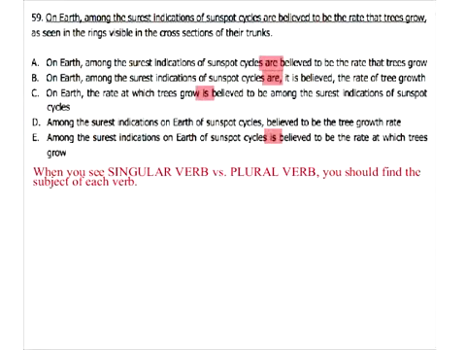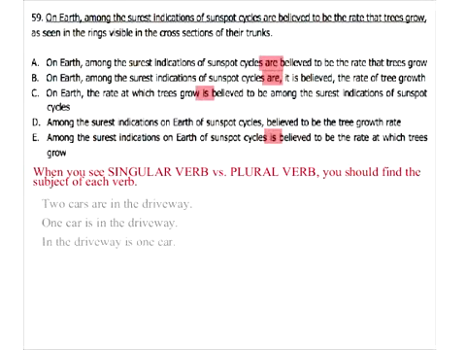Like if you say, 2 cars are in the driveway, 1 car is in the driveway. In the driveway is 1 car. In the driveway are 2 cars. These are all correct sentences, because the subject of the last 2 is not the driveway, right?